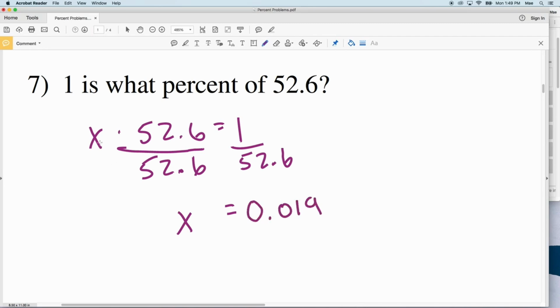But remember, this is in decimal form, so we have to move the decimal place over 2 times, which is the same as multiplying by 100 to get 1.9% for number 7.